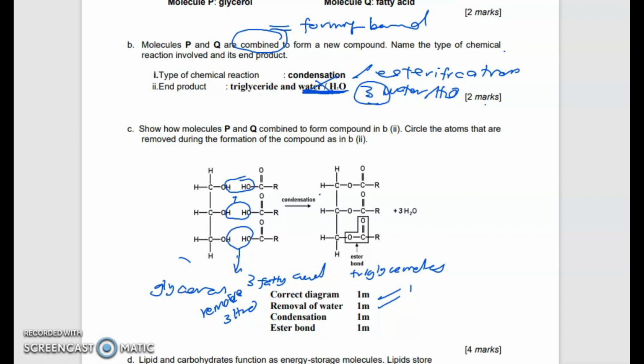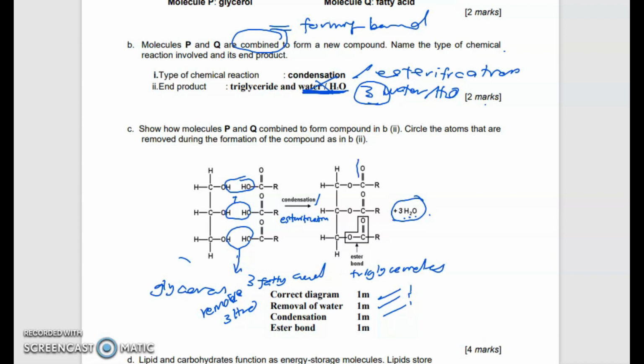Okay, or you can also label it as esterification. No problem. And you have to state the product plus 3H2O. So you will get another 1 mark. Okay, so the final mark is given when you label the ester bond.